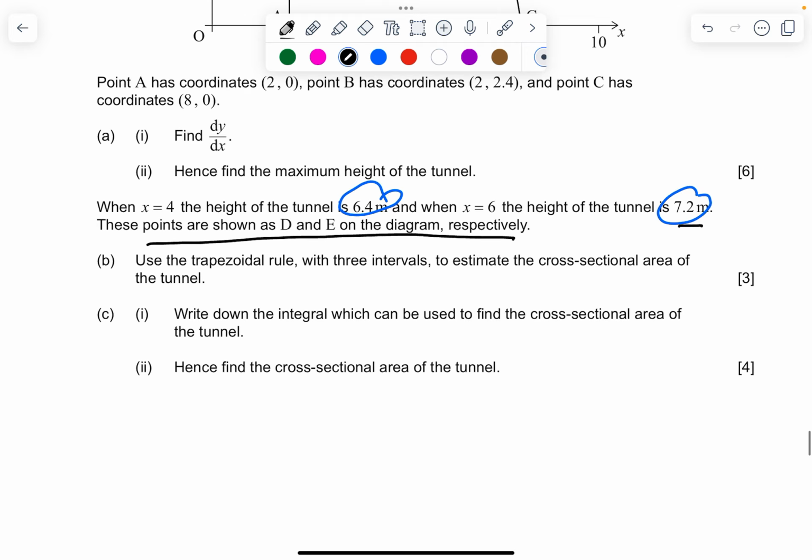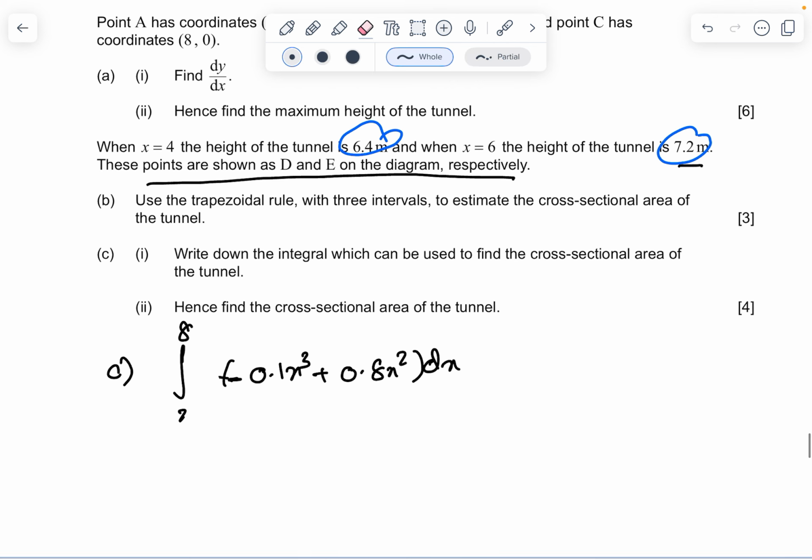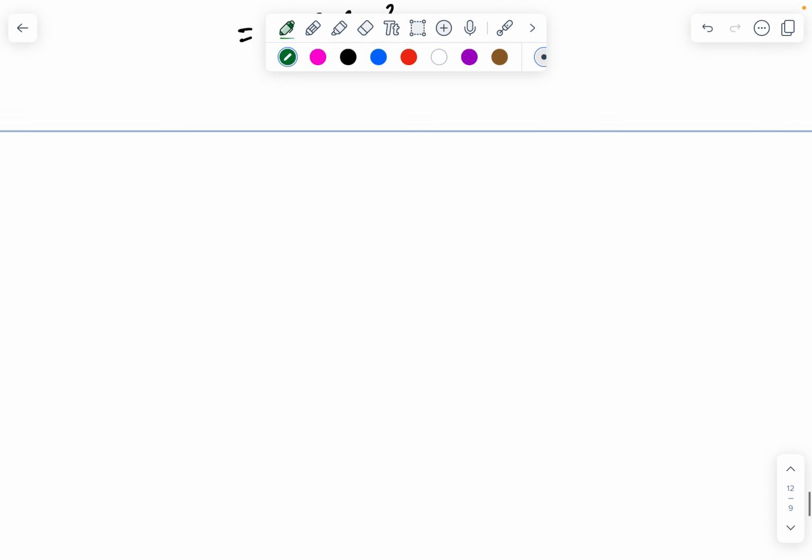Write down the integral which can be used to find the area of the cross section. So it is going to be the integral of 228 minus 0.1 x cube plus 0.8 x square dx, minus this one. Don't forget to write minus. Then use the formula. If you use the GDC, you should be getting 32.4 meters square. That's going to be the answer.